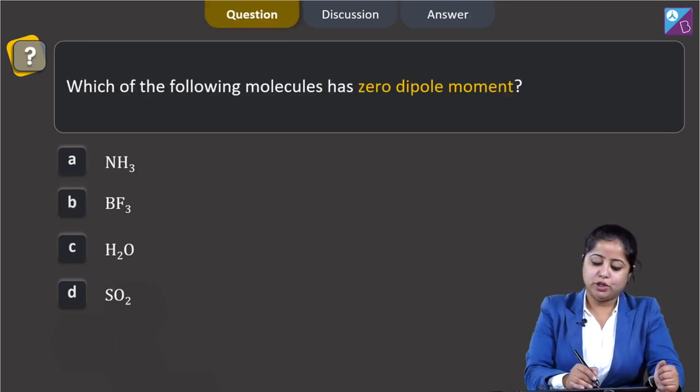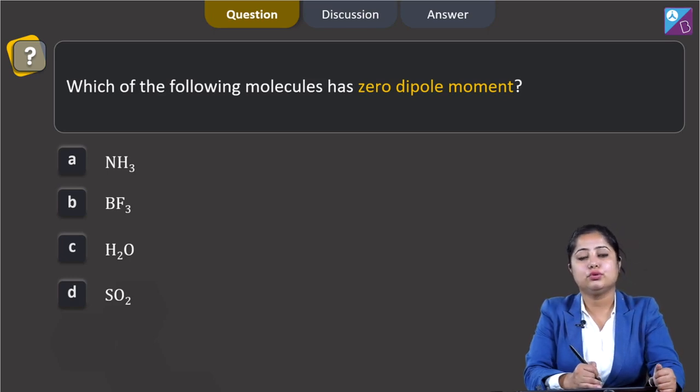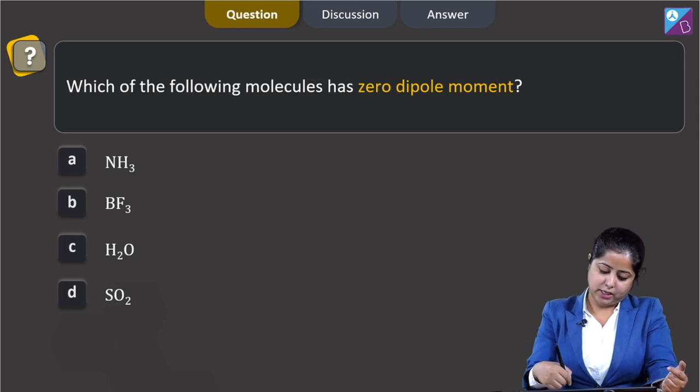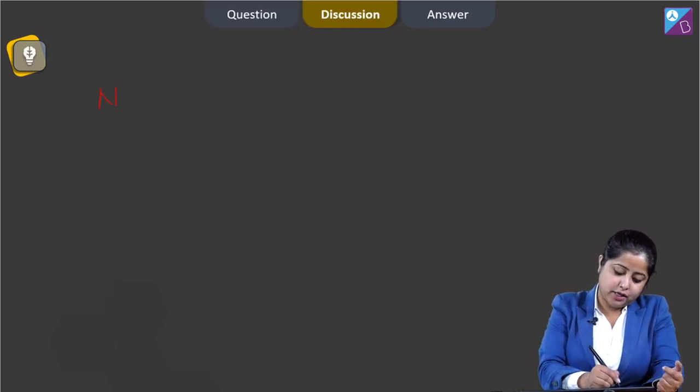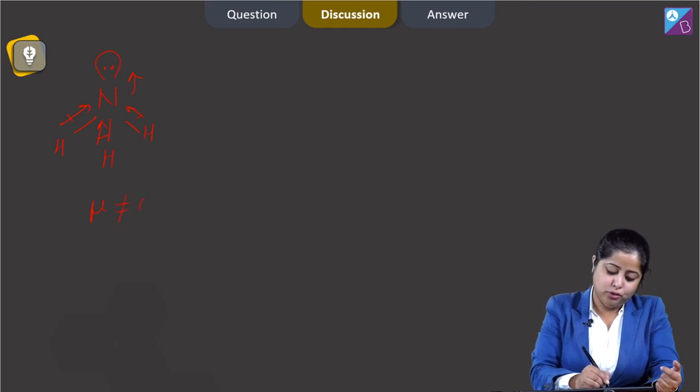Which of the following molecules has zero dipole moment? And the options are NH3, BF3, H2O and SO2. Students, for this question we have to draw the structures of the given molecules and then we'll be able to figure out which molecule has zero dipole moment. Let's start with NH3. In case of NH3 there is one lone pair and 3 bond pairs. The bond dipoles are towards nitrogen. So it is very clear that the dipole moment is not equal to 0.